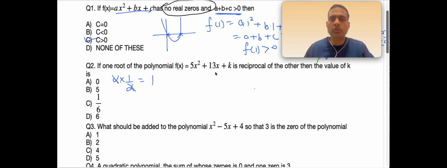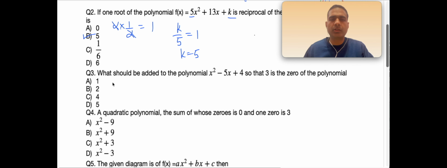As we know, the product of the roots from the equation is c by a, meaning the constant term divided by the coefficient of x square. So that will be k by 5, and this will be equal to 1 because the roots are reciprocals of each other. So we found out its product will be 1. So from here, if we cross multiply, we get that k is 5. So option B will be our answer.